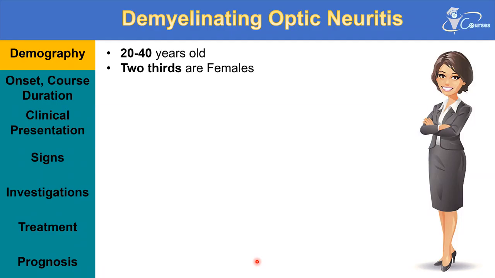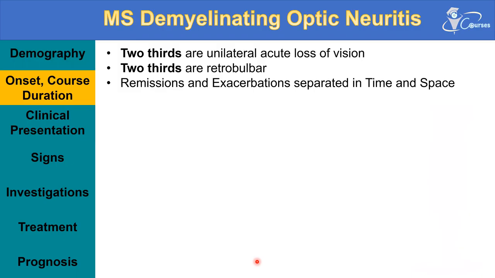Well, first, it will be in the middle age. So usually it affects patients between 20 to 40 years old, and most of the patients are females. So most commonly, the patients are females of middle age. Okay. So what will be the onset and the course and duration?